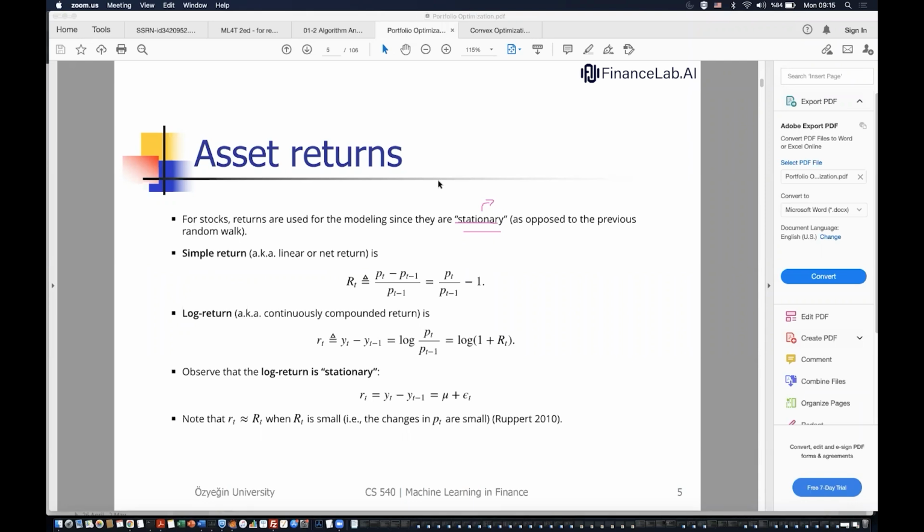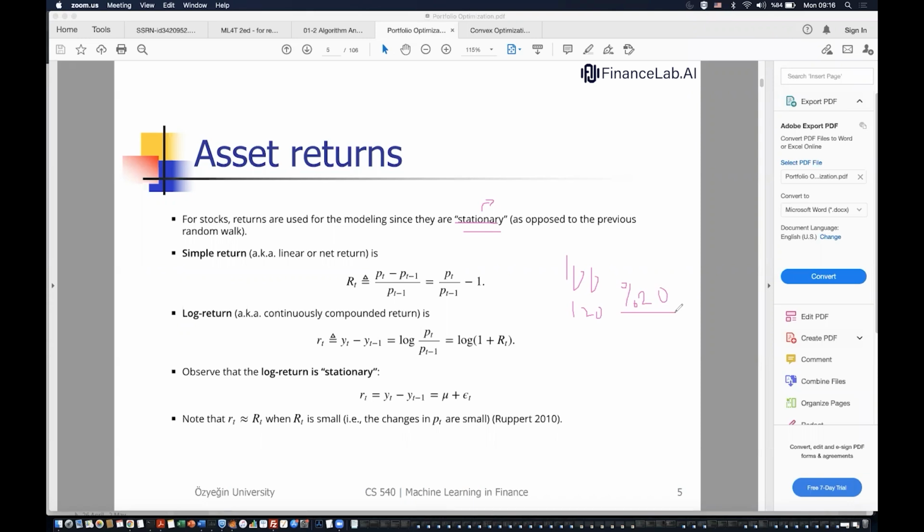And again, the simple return is basically just the price P_t minus P_{t-1}, divided by P_{t-1}. So for instance, if the price is 100 and then it becomes 120, this means basically a 20% increase. So this is basically a simple return.